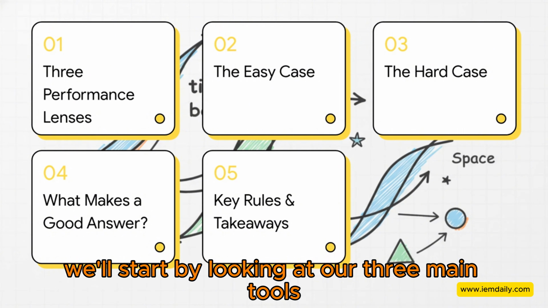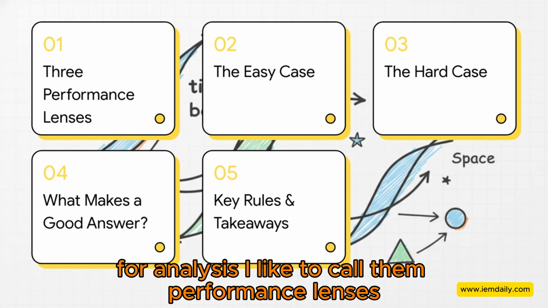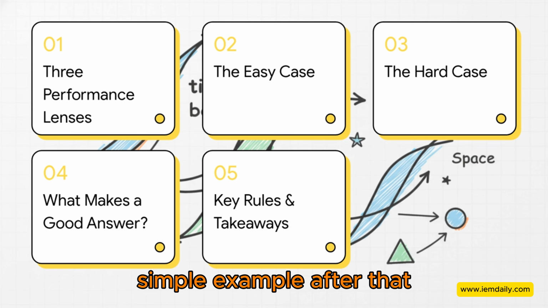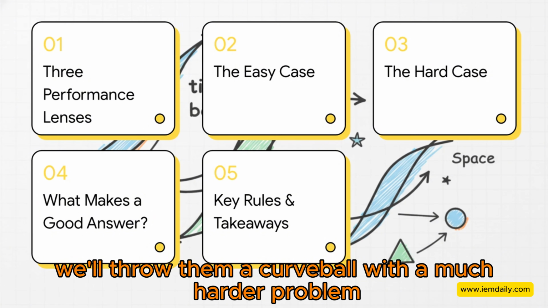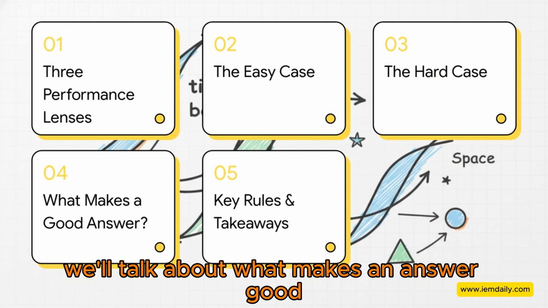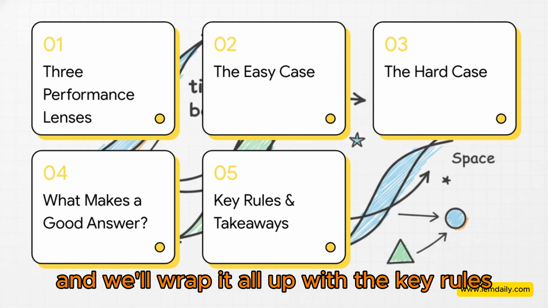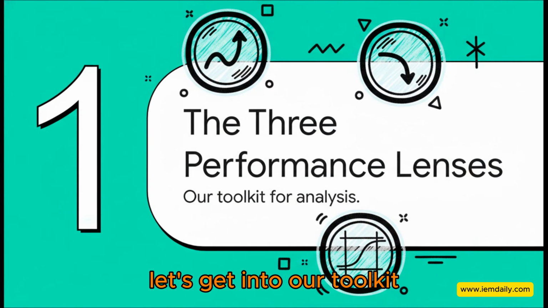So here's our game plan for today. We'll start by looking at our three main tools for analysis. I like to call them performance lenses. Then we'll take them for a spin on a nice simple example. After that, we'll throw them a curveball with a much harder problem. We'll talk about what makes an answer good versus just correct, and we'll wrap it all up with the key rules you need to know.